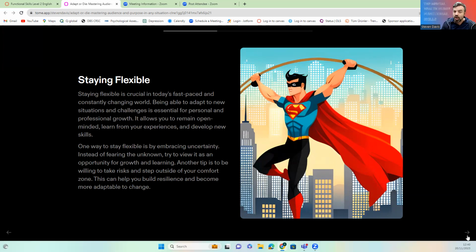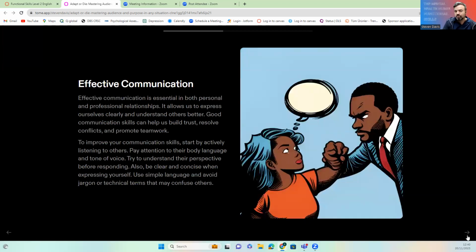It allows you to remain open-minded, learn from your experiences, and develop new skills. One way to stay flexible is by embracing uncertainty, leaning in, and venturing into the unknown. Try to view it as an opportunity for growth and learning. Another tip is to be willing to take risks, step outside your comfort zone. This can help you build resilience and become more adaptable to change.